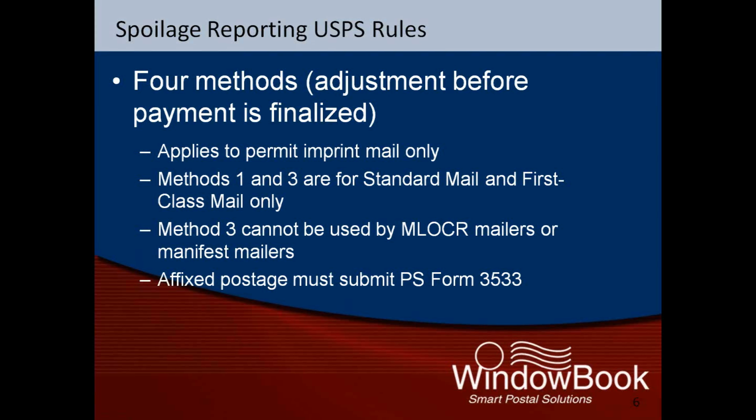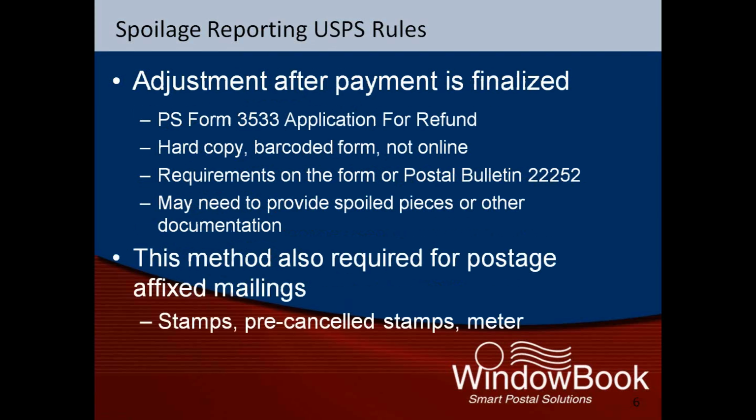The four methods listed in the guide apply only to permit imprint mail. Mailers using a fixed postage, such as stamps, pre-canceled stamps, or meter postage, must use the manual method of submitting a refund request using Postal Service Form 3533. Methods 1 and 3 can be used for standard mail or first-class mail only. Method 3 cannot be used by MLOCR mailers or manifest mailers. We'll discuss each of these methods individually in a moment.